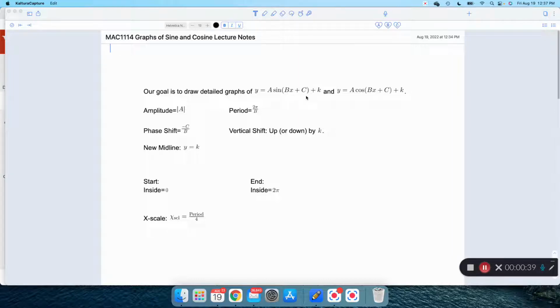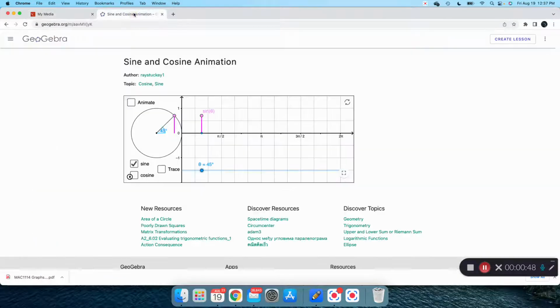We're going to start with basic graphs, what just the graphs of sine and cosine look like, and then we're going to play around with the period a little bit. So let me start with an animation to motivate what's going on here.